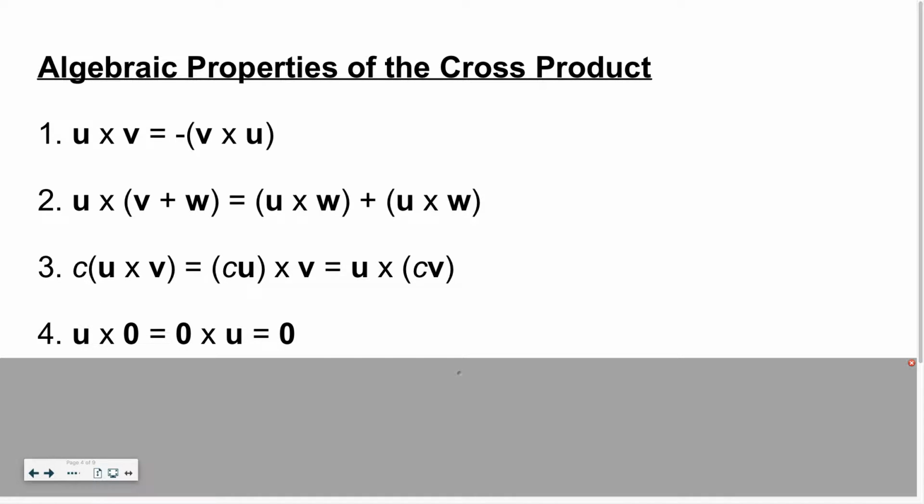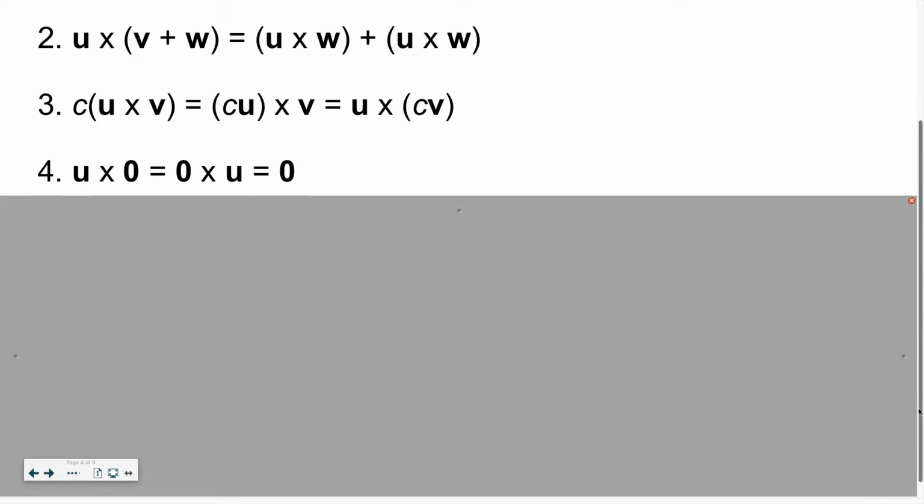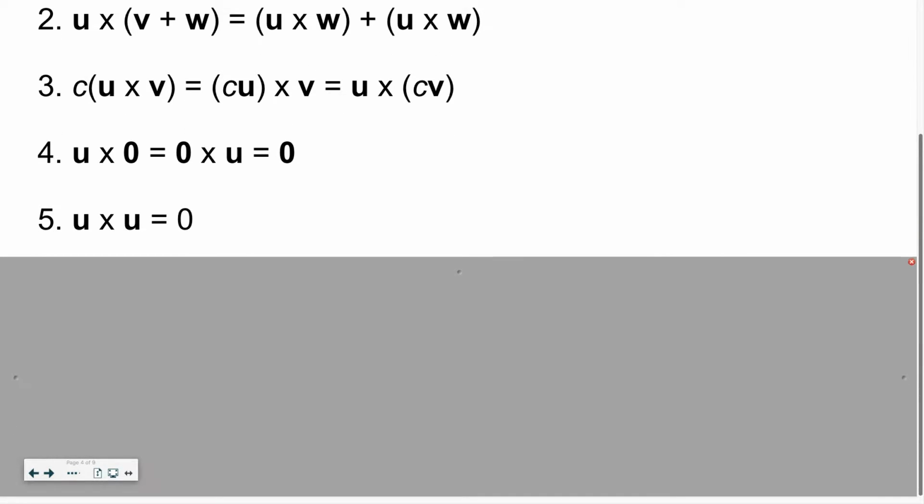If you take the cross product of a vector and the zero vector, you are going to get 0. Kind of sounds like you wouldn't even need to put the numbers in there, right? We could just think about it. Here's an interesting one. If you take U cross U, you're going to get 0. Your numbers are going to cancel out when you do all those calculations.